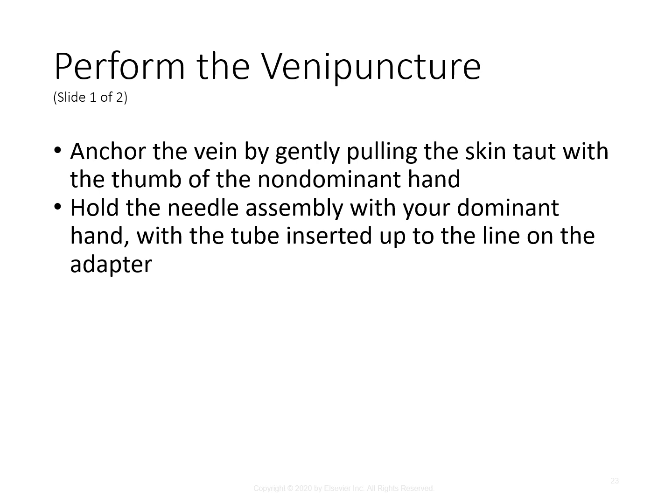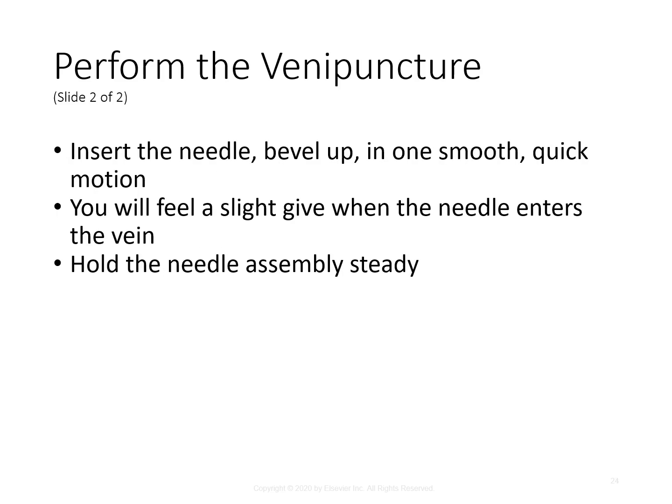The best way to grasp the assembly is with your thumb on top, your index finger close to the front of the holder, and your other fingers gently grasping the underside. Placing your fingers too far forward can elevate the tube holder beyond the ideal angle. When you are inserting the needle, insert it bevel up in one smooth, quick motion. You will feel a slight give when the needle enters the vein, and you're going to hold that needle assembly steady. It helps to rest your hand on the patient's arm to keep it steady. Keep the assembly angled downward to prevent backflow of blood into the needle from the tube.